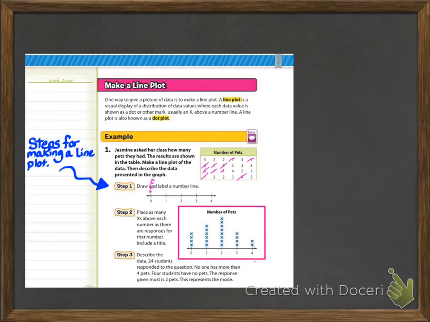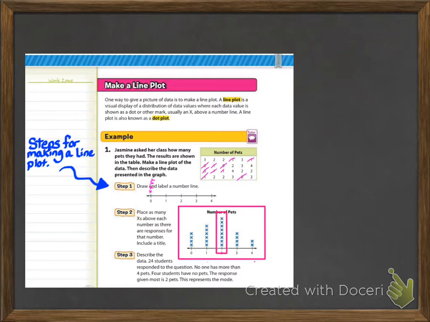Tell me about, first, I'd like to know, what's the most number of pets that people have. 2 people in her class have the most pets, which is 4 pets. So what that also means is nobody in her class has more than 4 pets. But there's also 4 people in her class that have 0 pets. The most common number of pets that people have is 2.